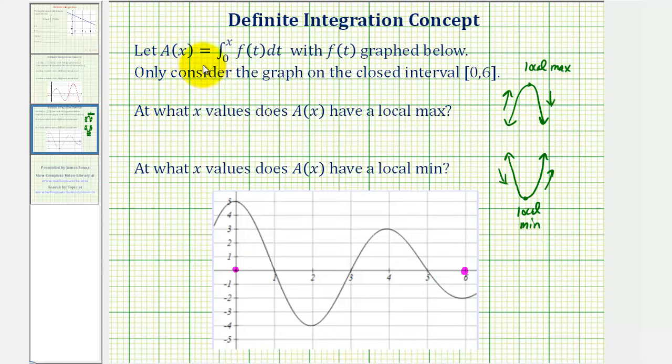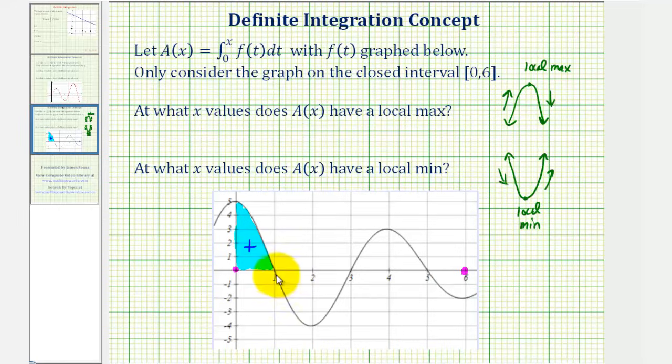And since A of x is equal to this definite integral, it might be helpful to think of A of x in terms of area bounded by the function and the x-axis. So let's shade the area bounded by the function and the x-axis on the closed interval from 0 to 6. Notice on the interval from 0 to 1, the function is above the x-axis, and therefore the definite integral would be equal to the area bounded by the function and the x-axis, or this blue shaded region, which means A of x would be positive and increasing on this interval.